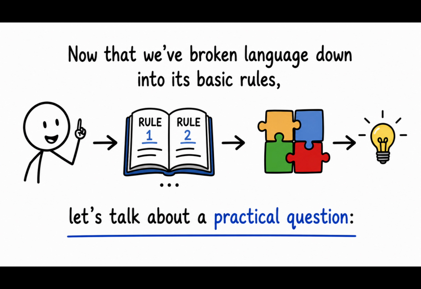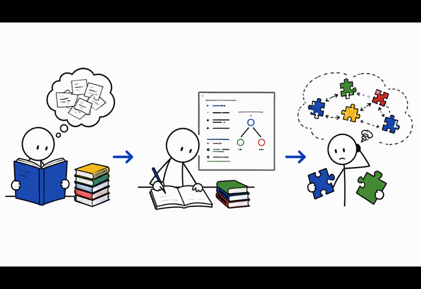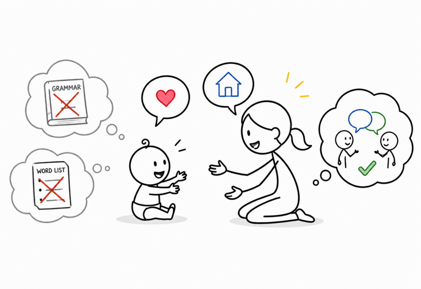Now that we've broken language down into its basic rules, let's talk about a practical question. How can we learn a new language more effectively? Most people start by opening a vocabulary book and memorizing hundreds of words. Then they study grammar rules and try to combine everything together. But there may be a more natural approach. Think about how you learned your first language. As a baby, you didn't start with grammar textbooks. You didn't memorize vocabulary lists.